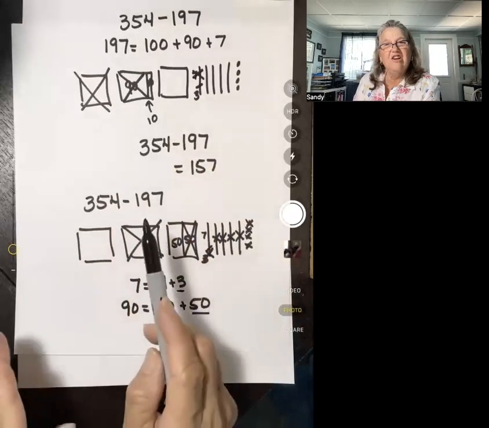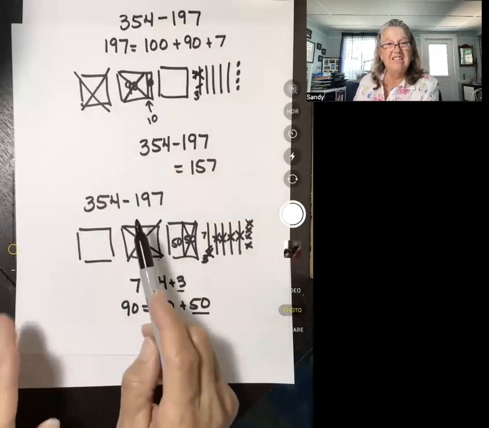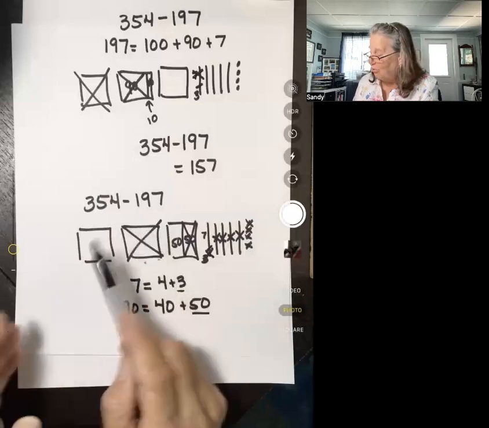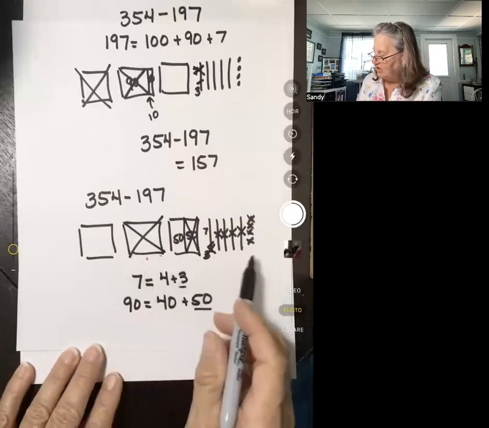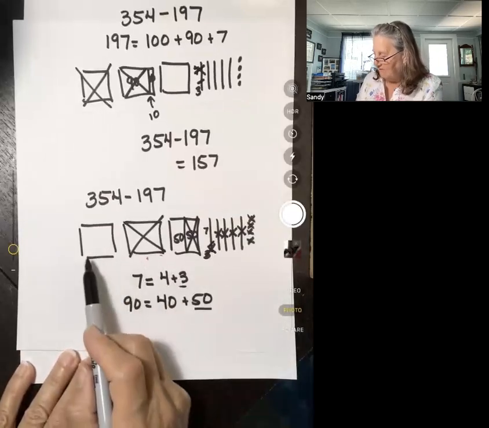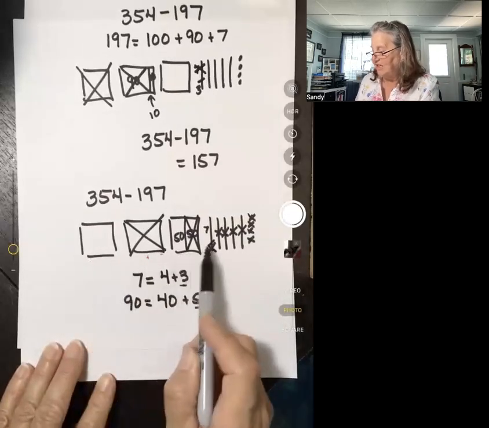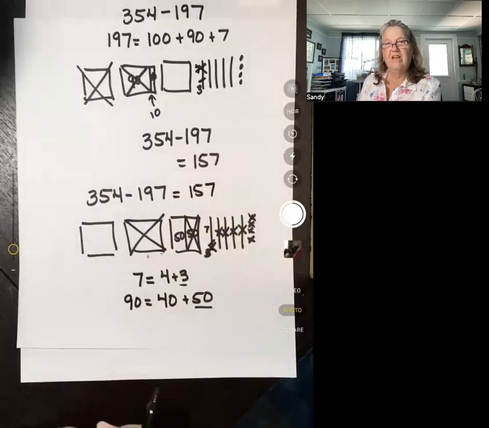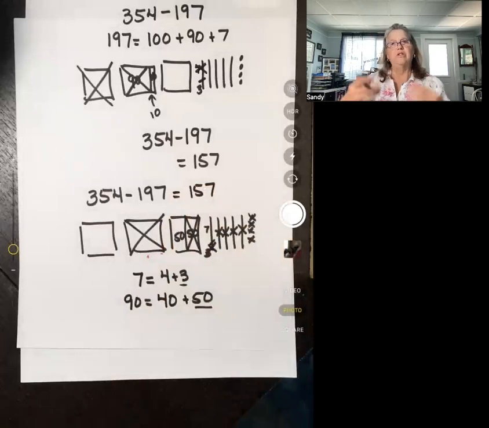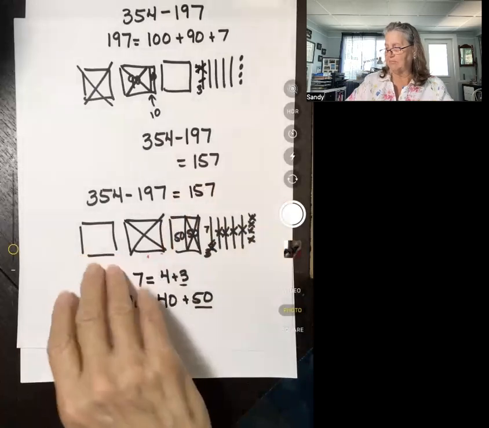The key is they aren't trying to count back 197, right? They're still working with the size of the units. When they remove all of this, what do they have left? They have left the 100, the 50, and the 7. Now, those are removal type approaches to this regrouping type of subtraction problem.